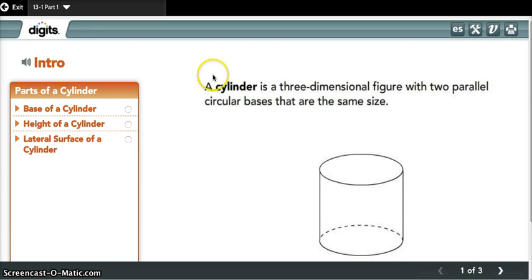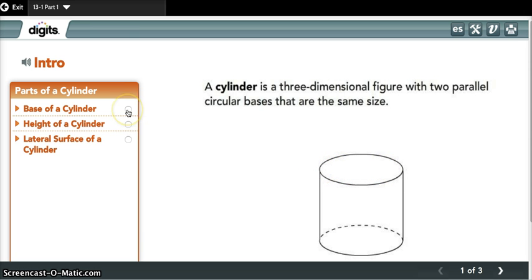All right, so just as a refresher, a cylinder is a 3-dimensional figure with 2 parallel circular bases that are the same size. You can always assume the bases are circles unless they tell you otherwise. If they tell you otherwise, it's not necessarily a cylinder. So if it says it's a cylinder, you can always assume the bases are circles.